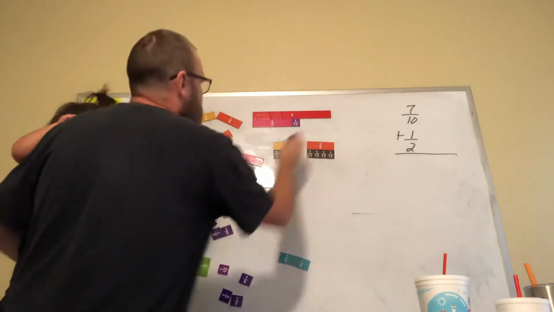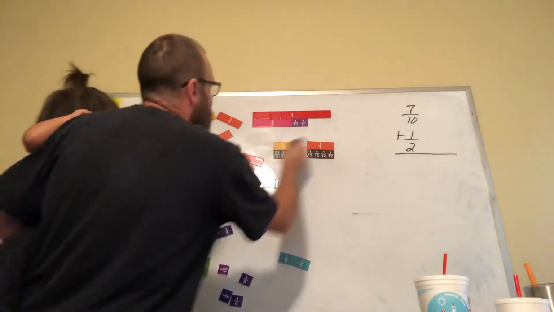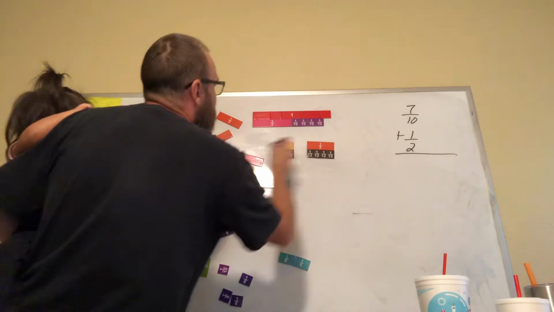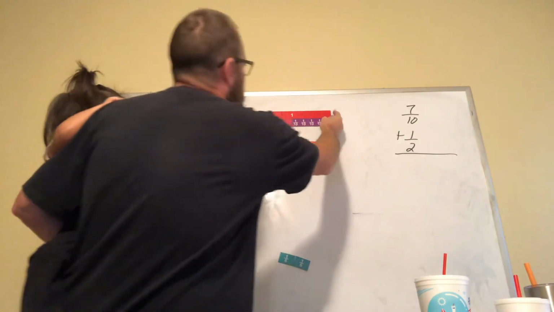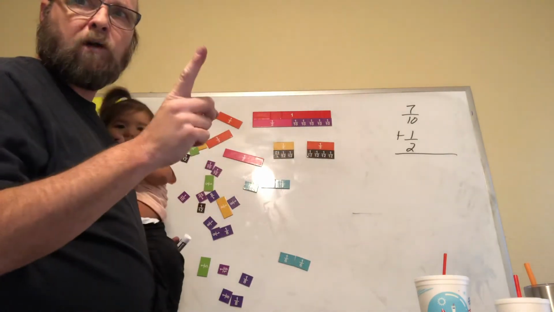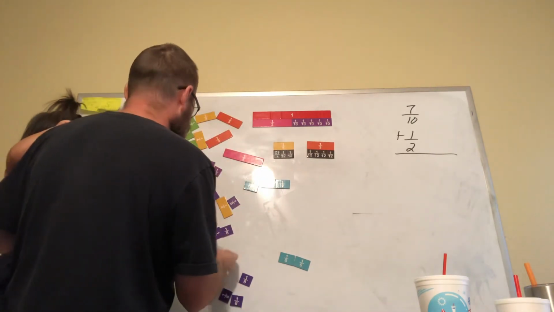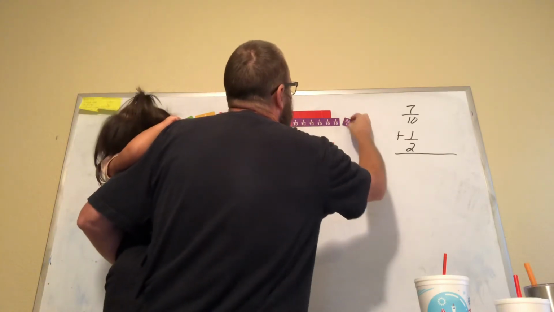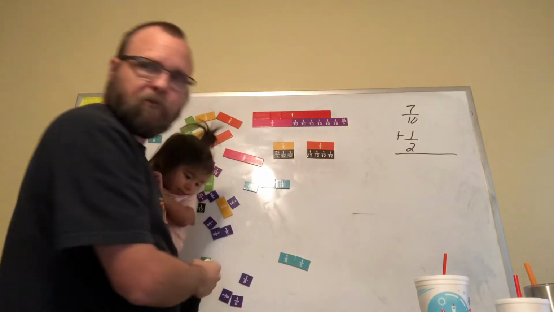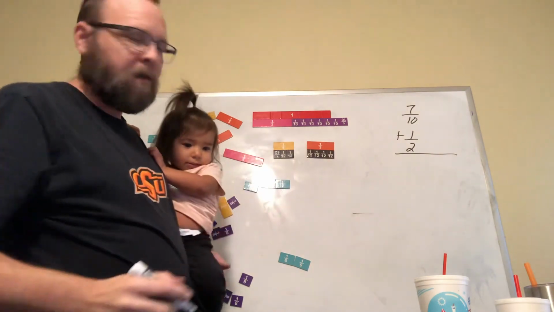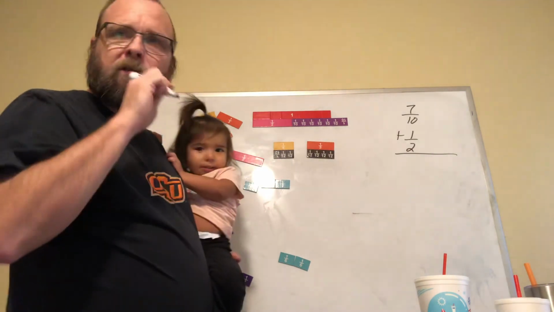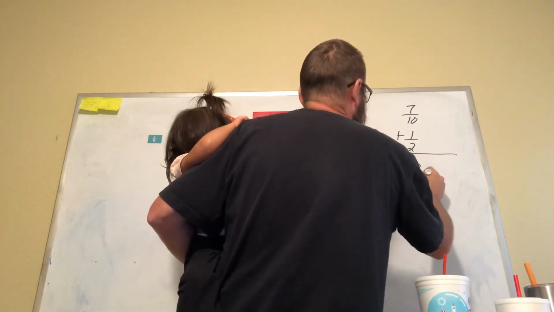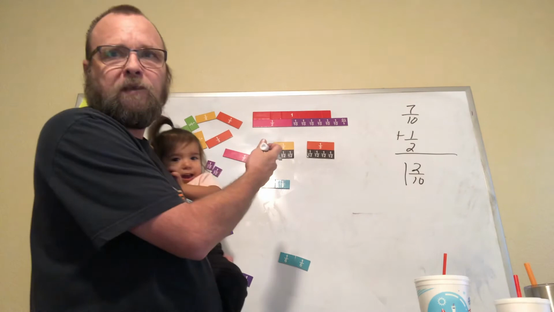1/10, 2/10, 3/10, 4/10, 5/10. Wait a minute. 1/2 plus 5/10 equals 1. So what if I did 2 more tenths? This tells me I'm going to have 1 and 2/10. So I can tell you my answer here is 1 and 2/10, just by using my pieces.